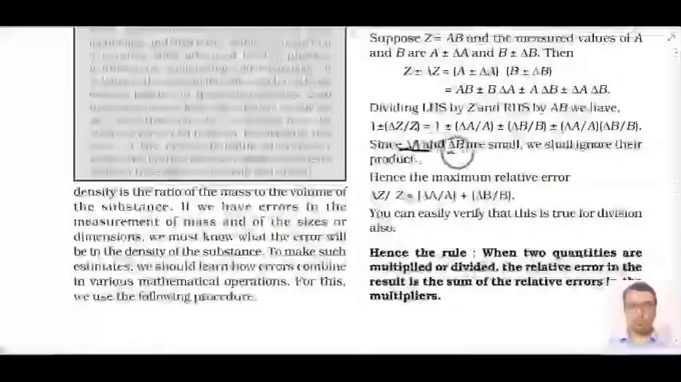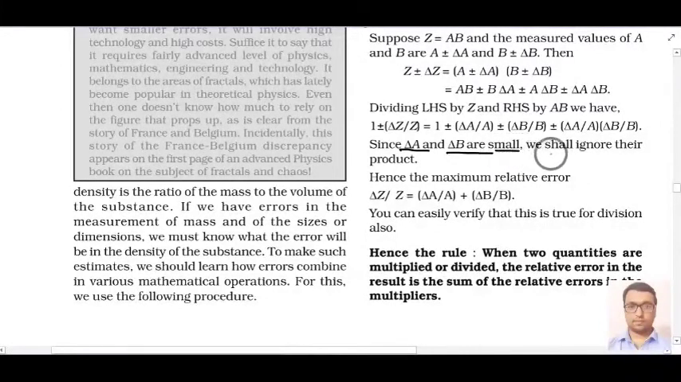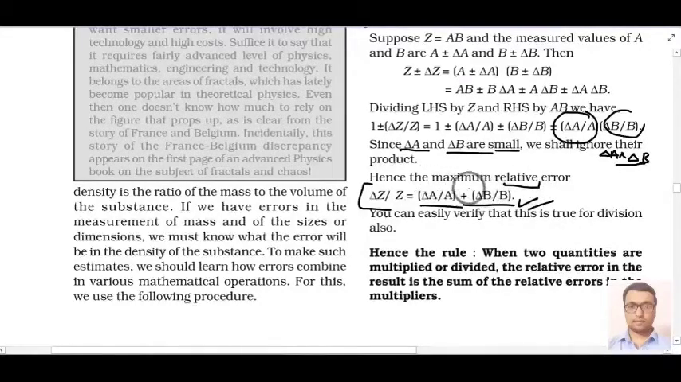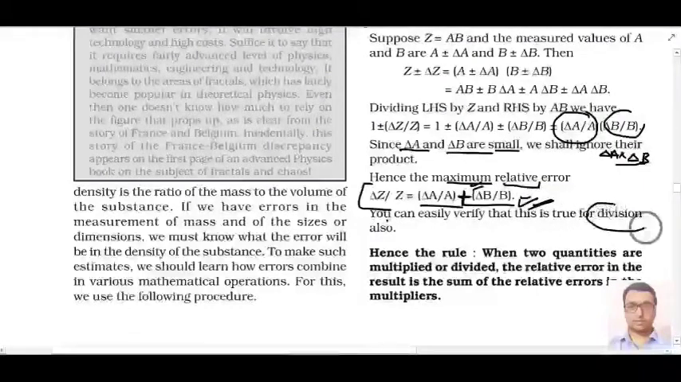Now we know that delta A and delta B are very small because these are just errors. So we will ignore the term delta A into delta B, because this will be very small. So our final answer will be delta Z upon Z equal to delta A upon A plus delta B upon B. This is our answer for relative error. And to get the maximum error, we have to add both the errors. And the same formula will be applicable for division also.